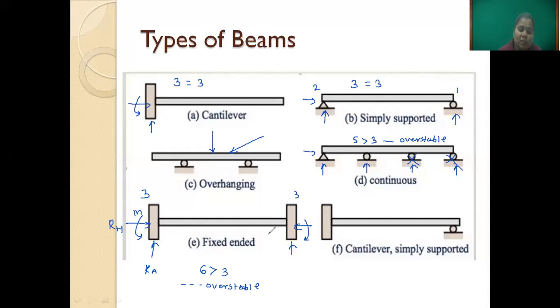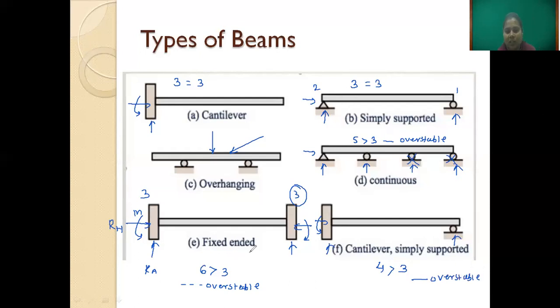If I remove this fixed support, then also this structure is stable, because this structure is overstable by 3 reactions. Suppose I have removed 3 reactions, then the structure is stable. Now you tell me for this one. Overstable, because for this fixed support there are 3 reactions and for this roller 1. So the number of unknown reactions and moments is 4 and the number of static equations is 3. So 4 is greater than 3. This structure is an overstable or indeterminate beam.